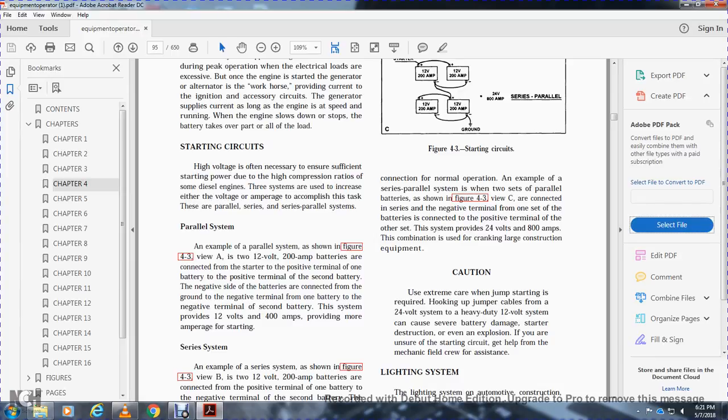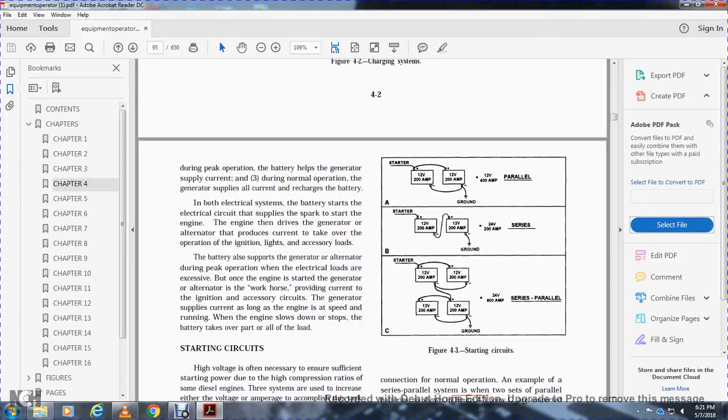Caution: use extreme care with jumper cables when hooking up to a 24-volt system. Hooking up a heavy-duty 12-volt system incorrectly can cause severe battery damage, destruction, and even an explosion. If you're unsure of the starting circuit, get help from a mechanical field expert.